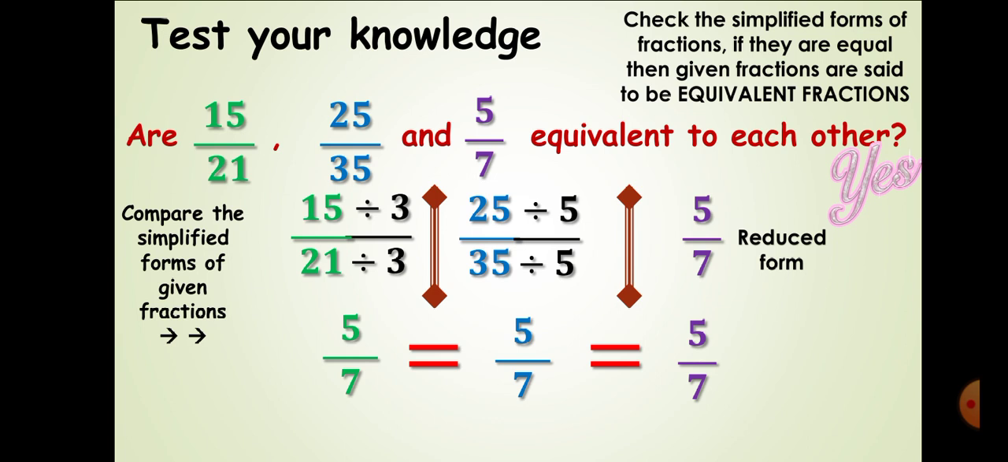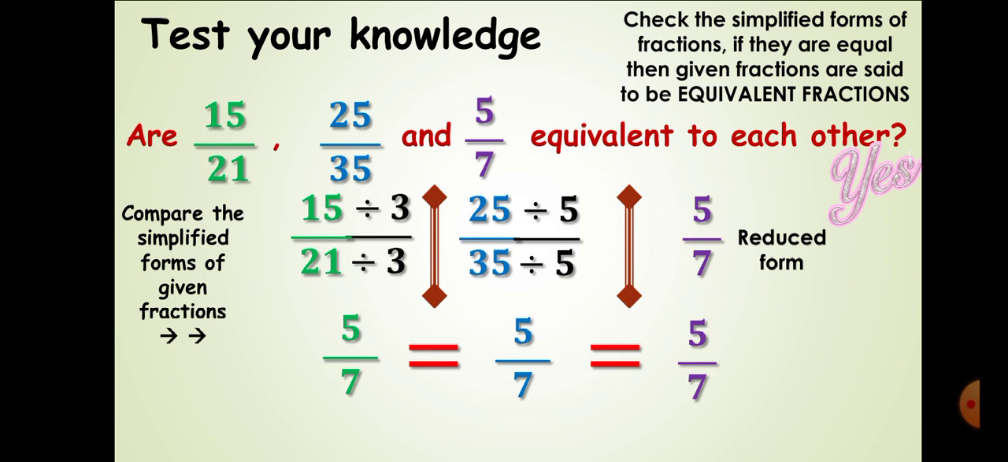So are 15 over 21, 25 over 35, and 5 over 7 equivalent to each other? So you have to compare the simplified form of the given fractions. First of all, here I can see 15 and 21 divided by 3, I get 5 over 7, and 25 and 35 divided by 5, I get 5 over 7.